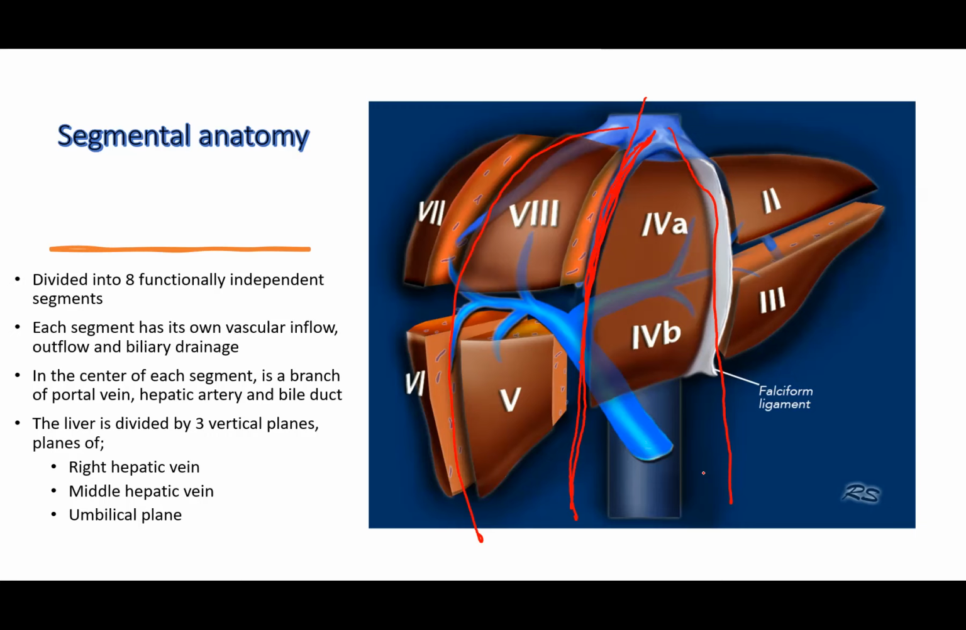And these are subsequently divided into 2. Okay, so you have this umbilical plane divides into a lateral and a medial segment. Okay, then you have anterior and posterior. Okay, so each of these is now further divided into 2 segments. Okay, that is making 8.